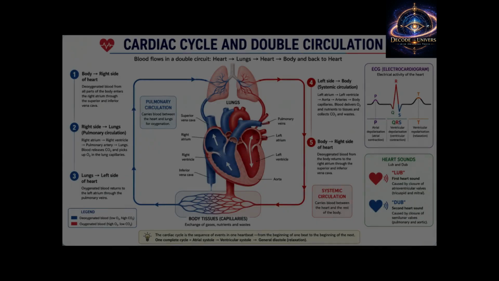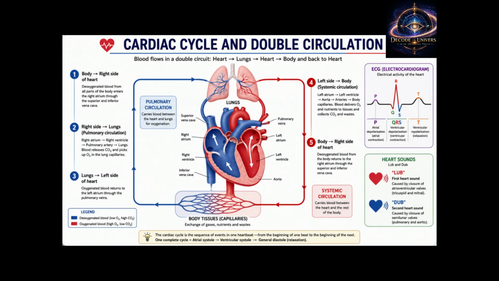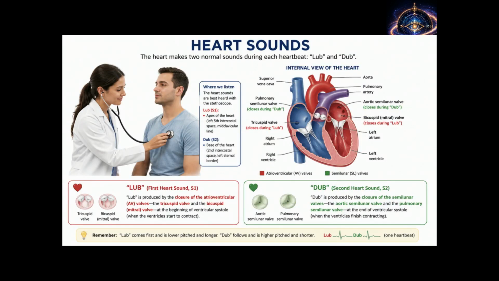Real-life example. A water pump pushes a fixed amount of water each time. Similarly, each heartbeat pumps a fixed volume of blood. 18. Heart sounds. During every cardiac cycle, 2 heart sounds are heard. Lub, closure of tricuspid and bicuspid valves. Dub, closure of semilunar valves. These sounds are clinically important. Real-life example. When a doctor places a stethoscope on your chest, they listen to the lub-dub sounds to check heart function.